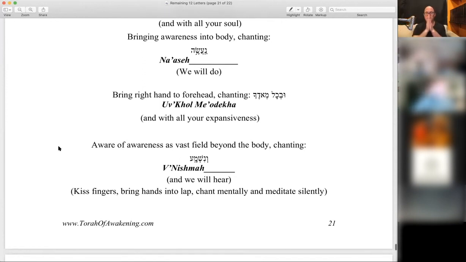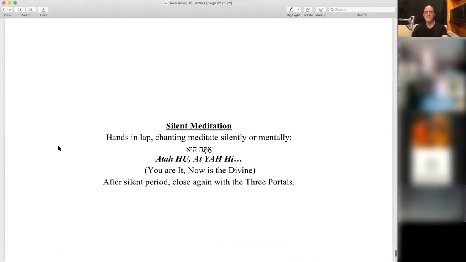Kissing your fingers, relaxing your hands, and we chant Atahu, Atahu, Atyahi, Atyahi, Atahu. And bringing the chant inward, let's just sit for a minute in silence.